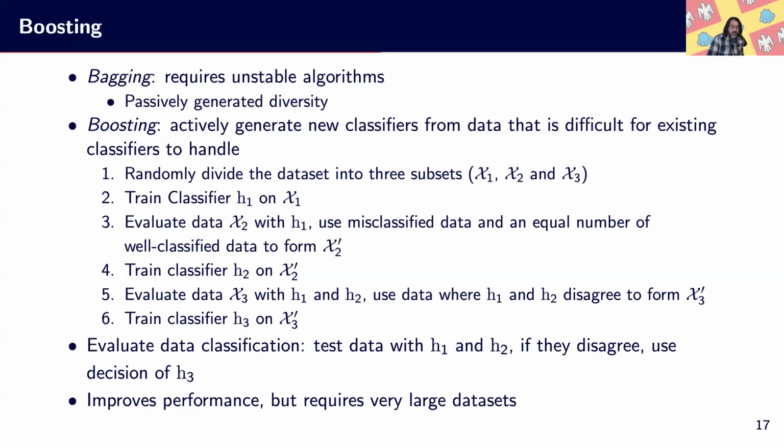So that improves performance, but it requires a very large dataset because X2 prime and X3 prime can be really small. And as such, we need a bigger original training set to have more samples in general. Likewise, we are separating the training dataset into three subsets of about the same size, which means that we can get into trouble if these datasets are too small, depending on the model we are using for the training.